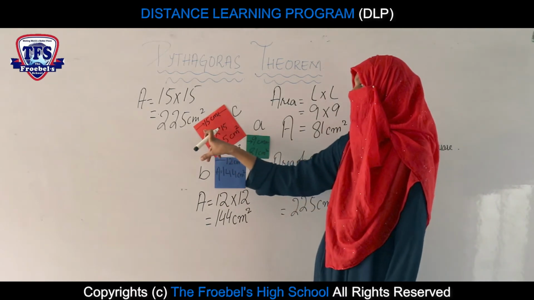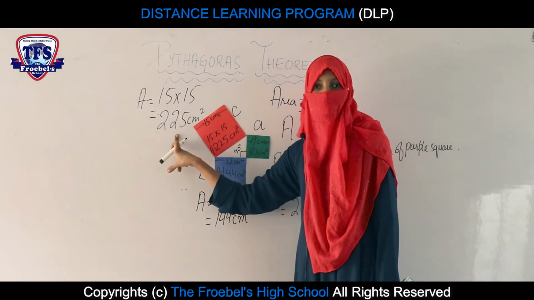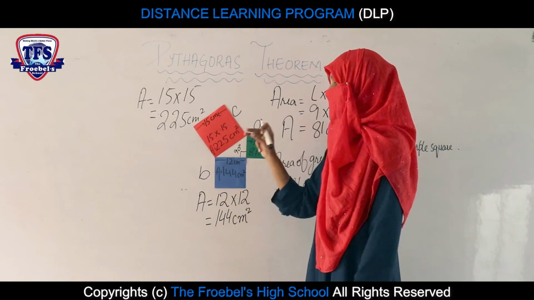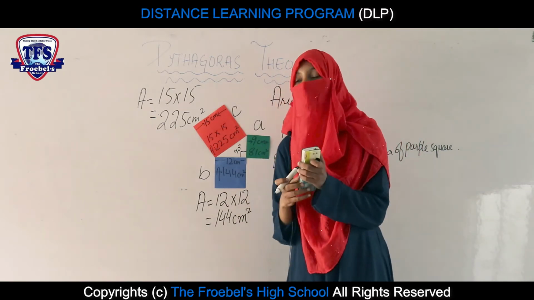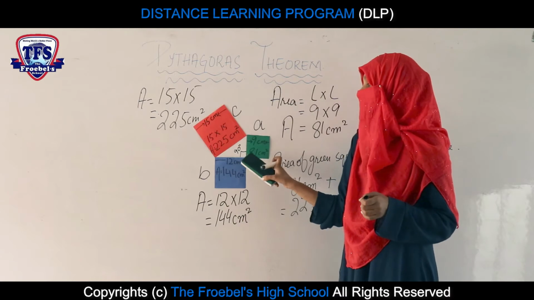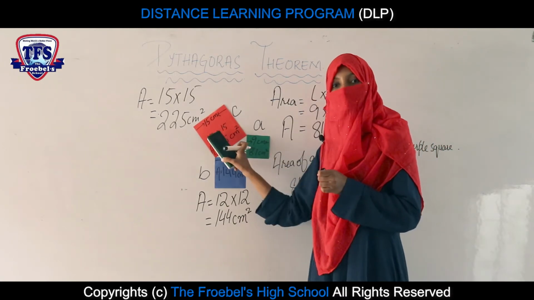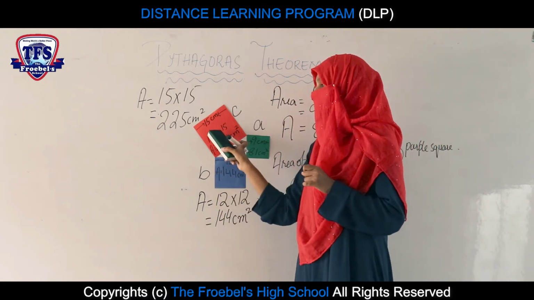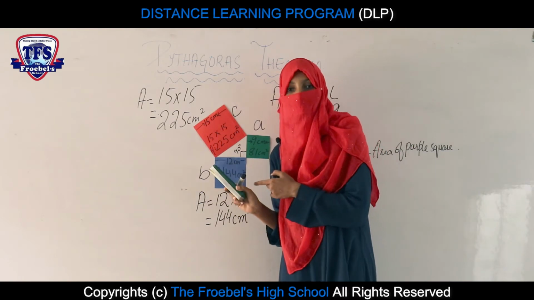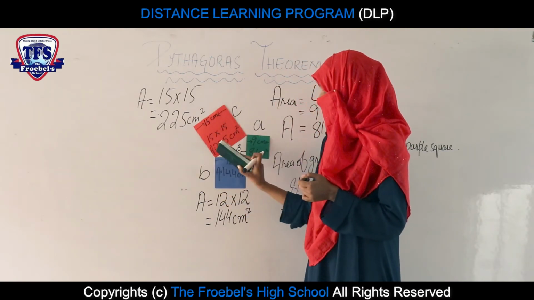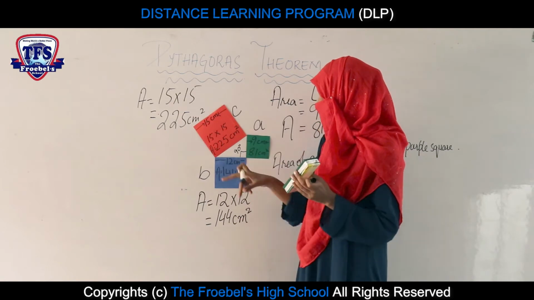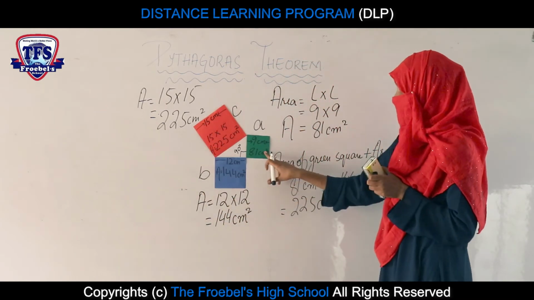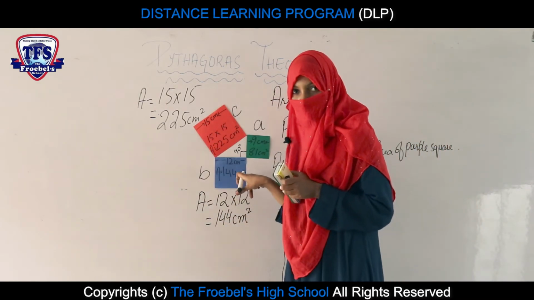Remember that we have found the area of this red square as 225 centimeters square. So with this method, we have proved that if I arrange 3 squares of different lengths in such a manner that they form a right angle triangle, the largest side is opposite to the largest angle. We have just discussed in our PPT that the largest side is the one opposite to the largest angle. And since 90 degrees is the largest angle, this one is the largest side. So it proves that the area of the largest square is equal to the sum of the areas of the 2 small squares.